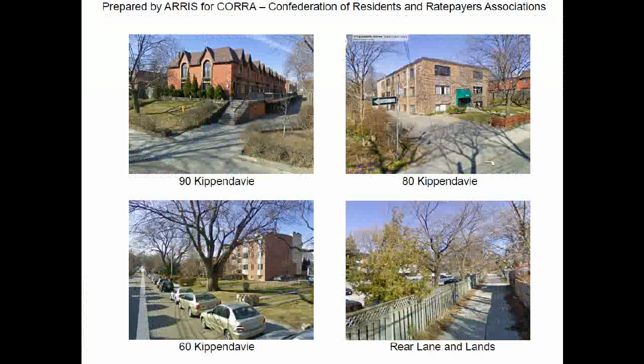Here we see some attempts in the area. We have 90 Kippendavie in the upper left, which is a townhouse scheme turned sideways. Upper right is 80 Kippendavie, which is an apartment in a block in a park concept. The lower left shows 60 Kippendavie. The site in question is actually just to the right of that. And the bottom right shot shows the rear lane and lands and the treed structure and general unorganization.